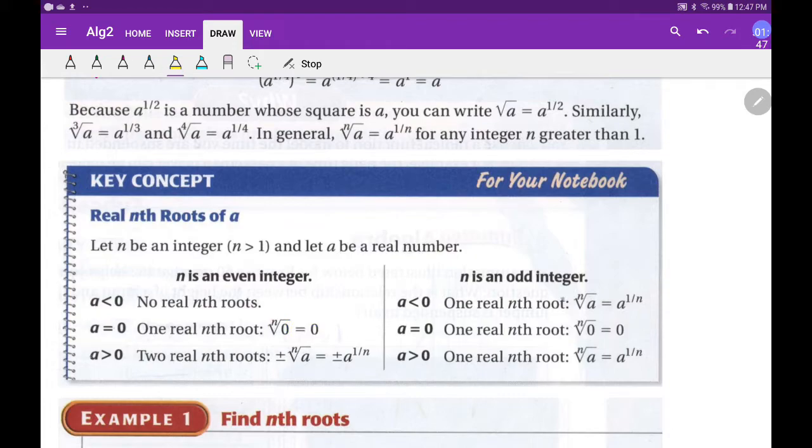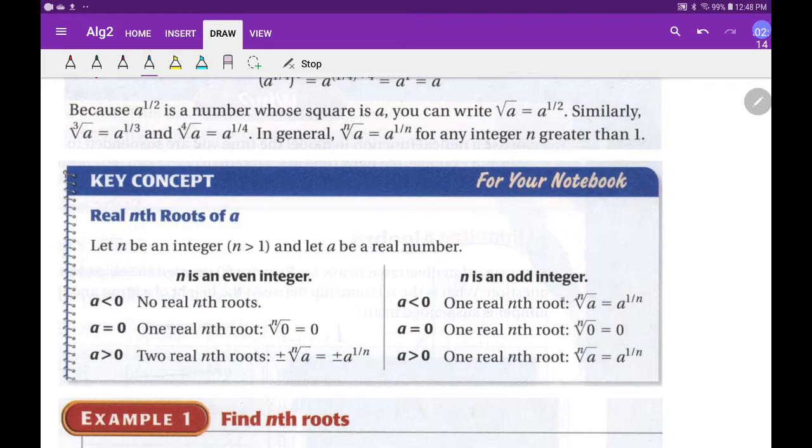And then, of course, if it's greater than 0, I'm going to get plus or minus, so that's 2 of them. So if I take the square root of, let's say, 9, that's plus or minus 3. I don't know which one I squared. They both work. If I square plus 3, that gives me 9. If I square -3, that gives me 9. So either way it works, so I get 2.